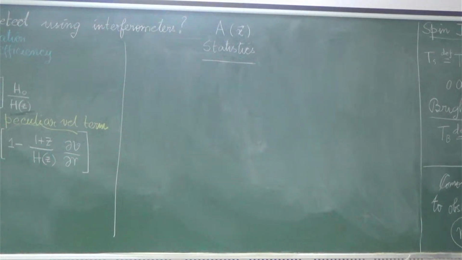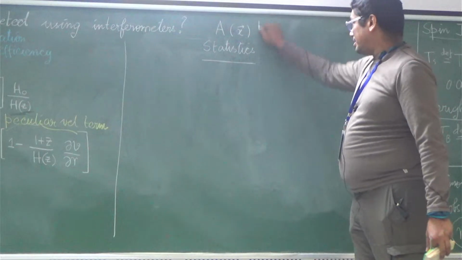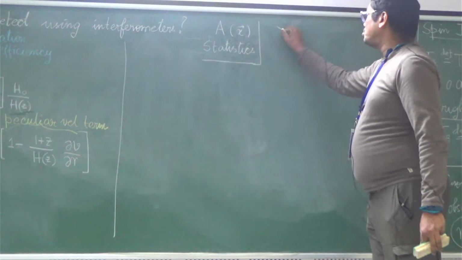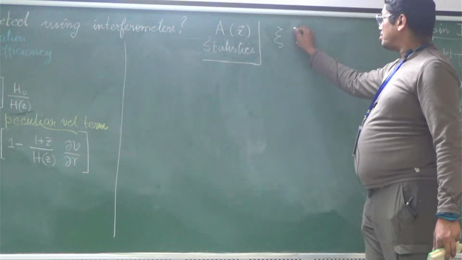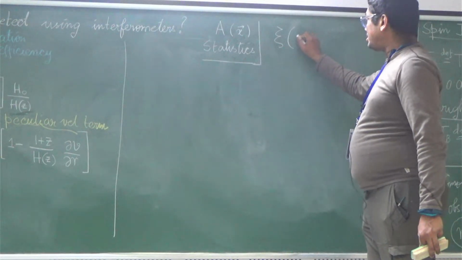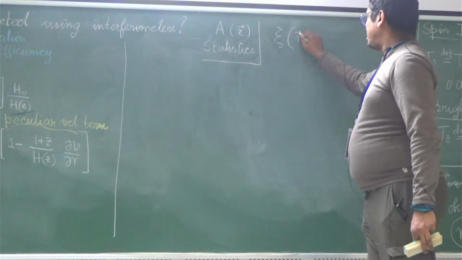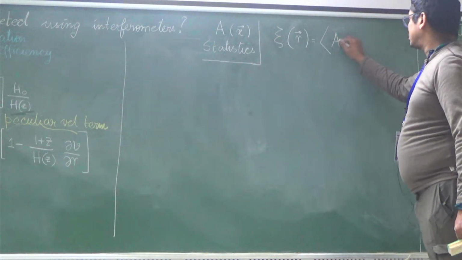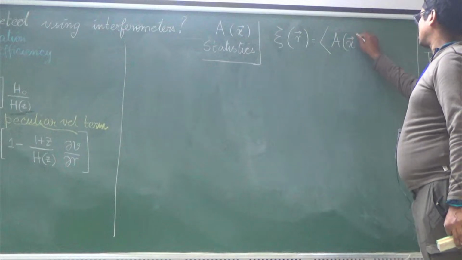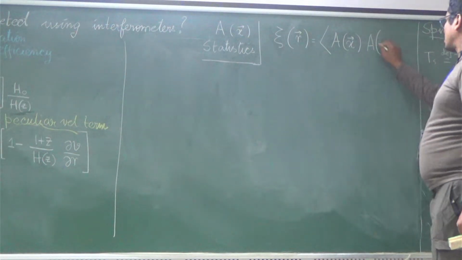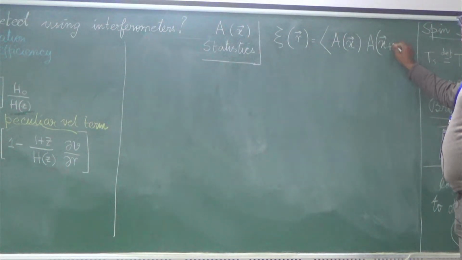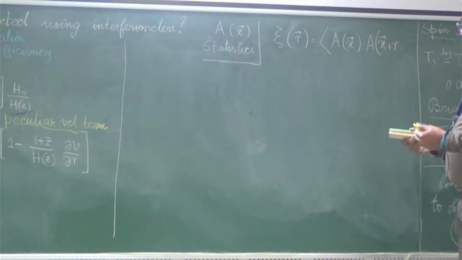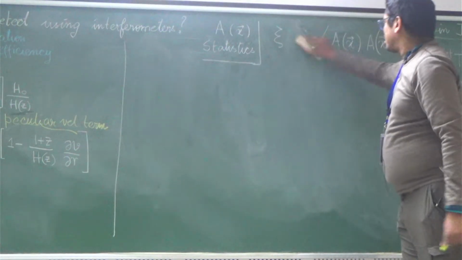But more interesting are the 2-point statistics. Turns out that a lot of information is also written there. So one of the measures of the 2-point statistics is called the 2-point correlation function of the signal, which if I write, it can be defined this way.